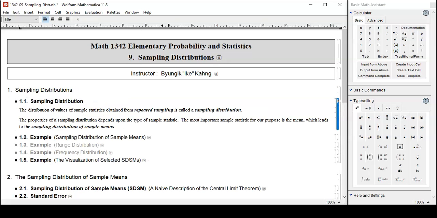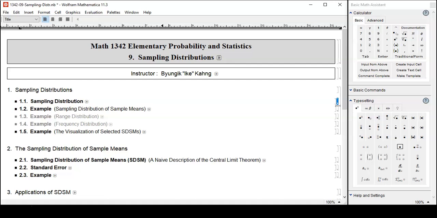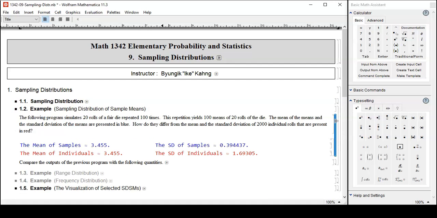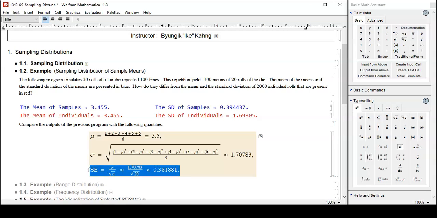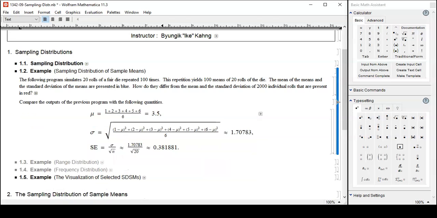Example 2.3. What did you do previously, by the way? We talked about what it means by sampling distribution, and then we emphasized sampling distribution of sample means. And we went through some simulated experiments on the sampling distribution of sample means and checked out with these theoretical values. Pay particular attention to this one, sigma over square root of n, the standard error.